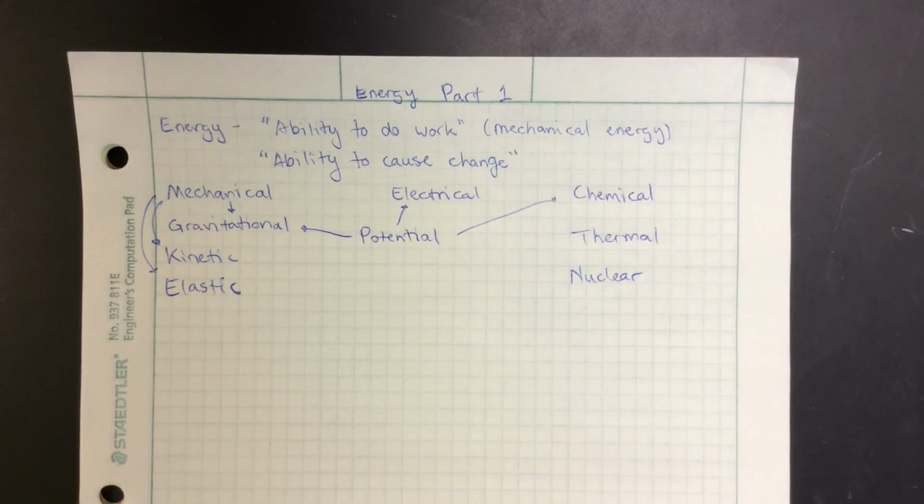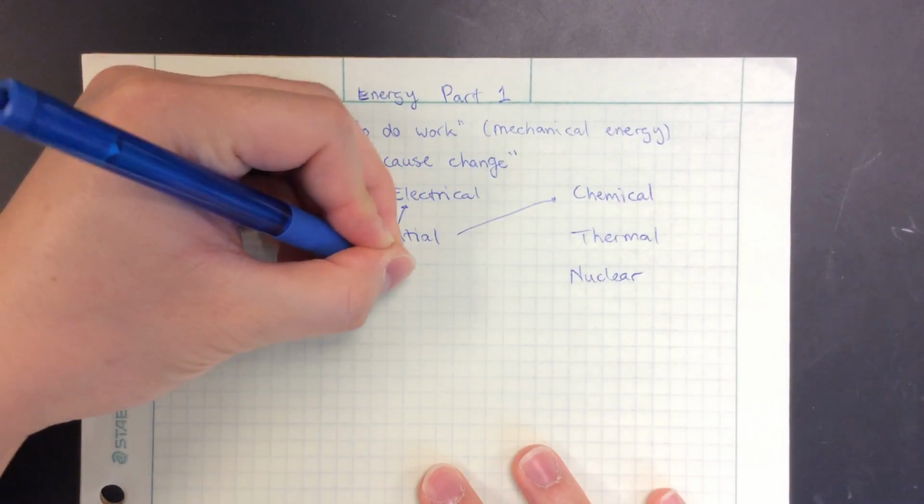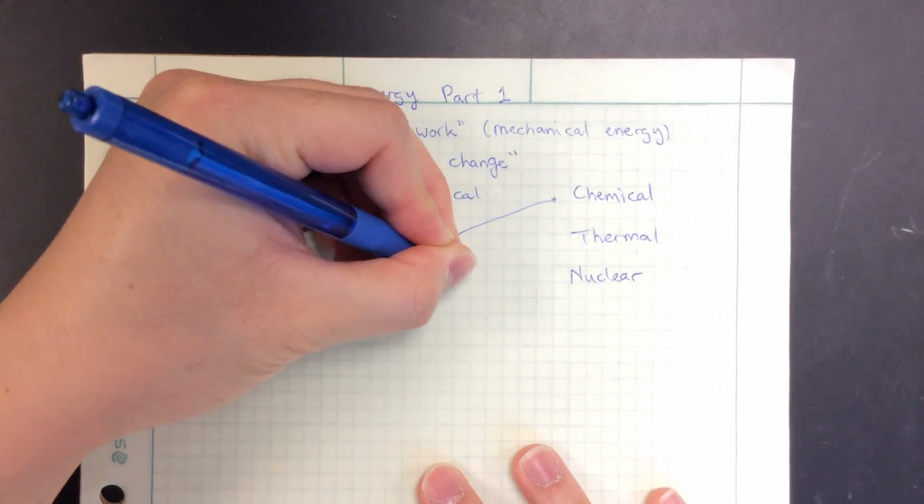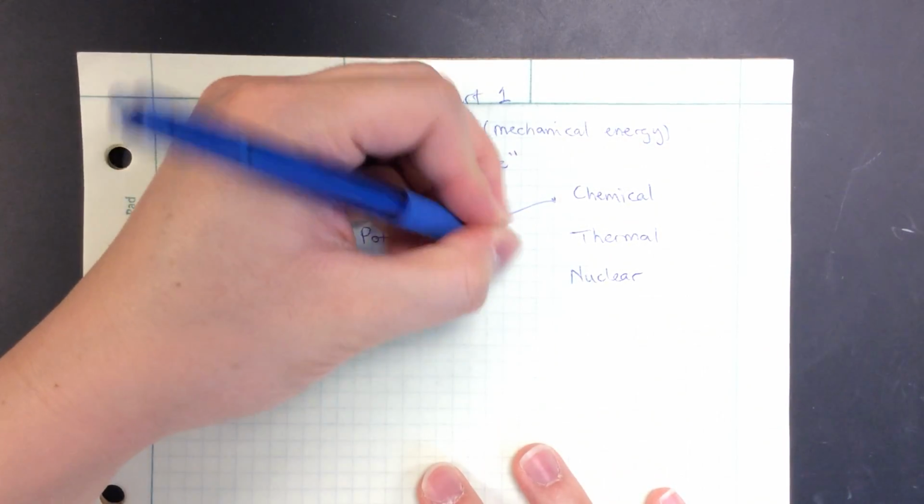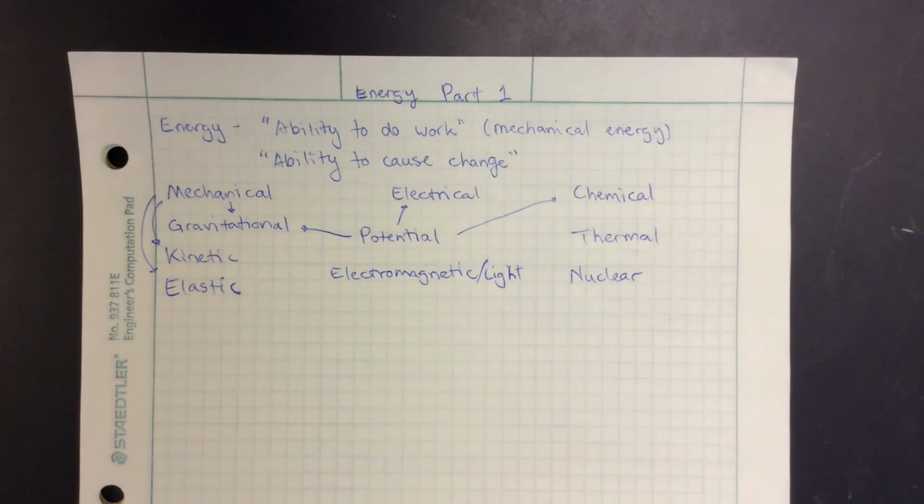Okay. So electromagnetic energy would be like what? Someone give me an example of electromagnetic energy. Light, right? I'm talking about light. So X-rays, ultraviolet rays, light waves, and so on and so forth. I'm going to put light. When we talk about light, we talk about electromagnetic energy. Cool. Anything else?